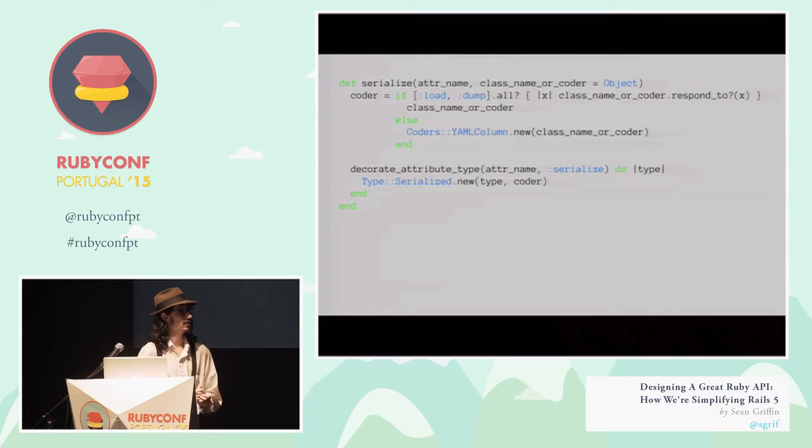And this is what serialize looks like in 4.2. If you open up the file in which this is defined, this is it. And I wanted to show you the diff of this file between 4.1 and 4.2, because it's one of my favorite diffs ever. I couldn't get it to fit on a slide, because there was so much code removed that every character was smaller than a pixel.